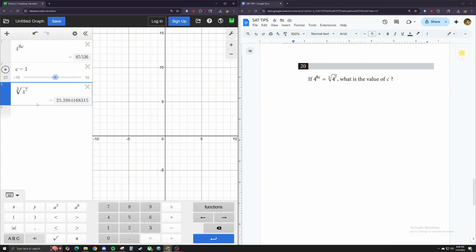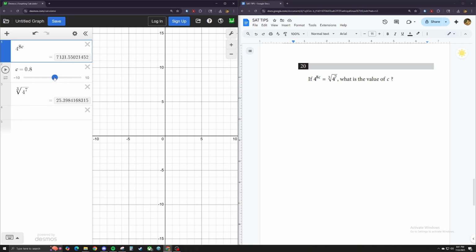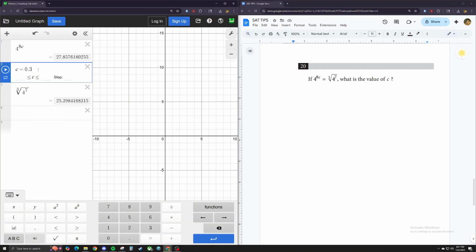So once you do that, you say, okay, I know that C has to be some value, so that my expression up here, 4 to the 8C, has to be 25.4. So we just keep dragging C around until we get that. And you see, it's very tedious. So, okay, 0.3 is a little too high, and 0.2 is a little too low. So say 0.29. Well, that's not enough. 0.299 is too high. 0.298, 0.297, and so on and so forth until you get an answer.